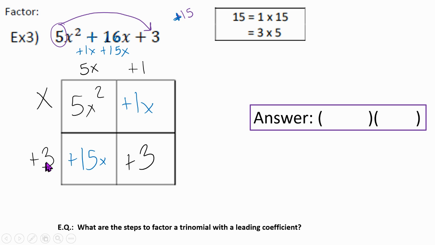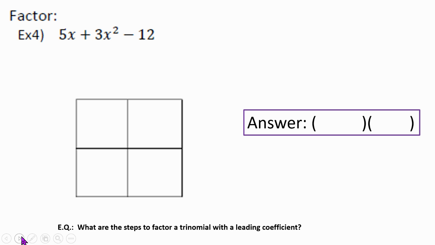And then take the last one. 3 times 1 is 3. And you know you did it right. So we're done. X plus 3 and 5x plus 1. All right, I think we can get away with one more example and then you should be good. And then you can just do your practice that is assigned in Google Classroom.